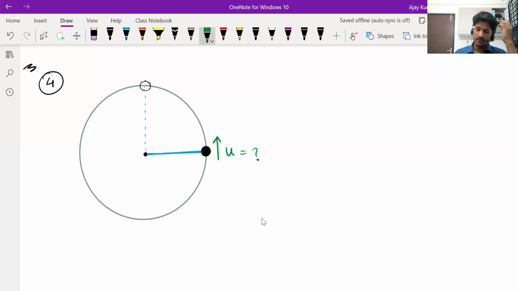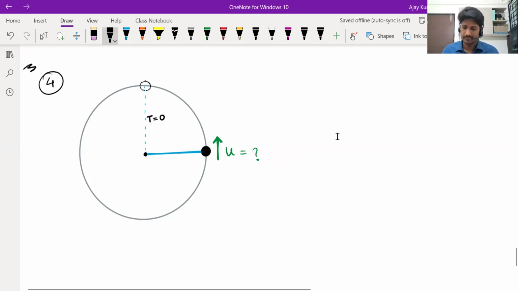And remember, you may use the tension equation, but the u in the tension equation is not this speed. U in the tension equation is the speed at the bottommost position. So you won't get the answer from the tension equation now. So think of what to do. The bob should just be able to reach the top. That means we know that after it reaches the top, tension becomes 0. Think of what all can be done.